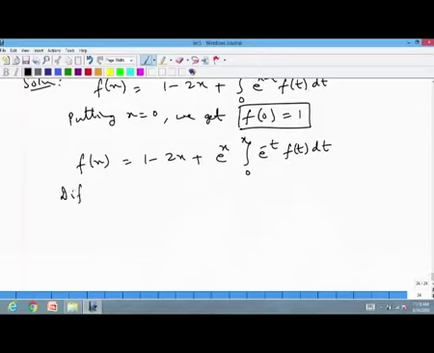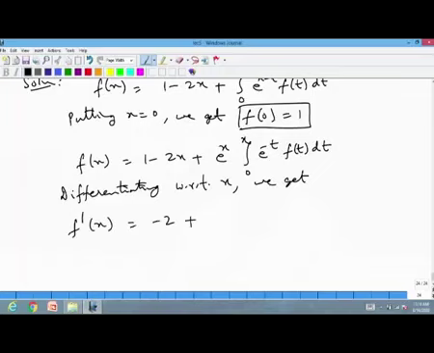So, differentiating with respect to x, we get f prime(x) is equal to minus 2 plus, to differentiate this we will use the product rule. So, we have e to the x times the integral from 0 to x of e to the minus t f(t) dt. This is by differentiating the first term, plus e to the x times the derivative of the second term, which is simply e to the minus x times f(x).